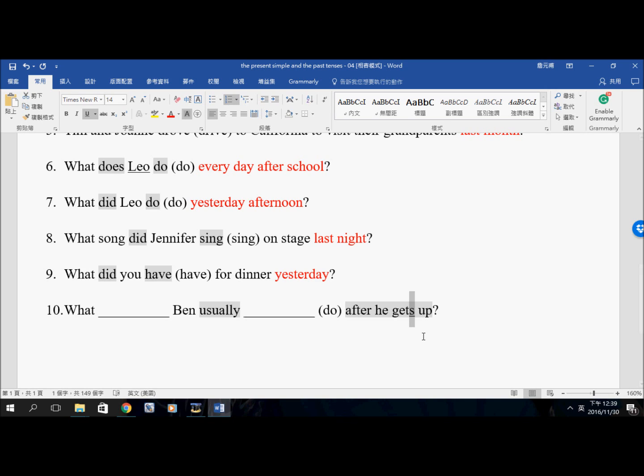So present simple tense. Now a verb, so helping verb. Now the person is Ben. You can see that. Now the helping verb that goes with Ben is does. There are two, do or does. We have to use does with the third person singular pronoun. So what does Ben usually, again, base verb after a helping verb, do? So number 10, what does Ben usually do after he gets up?